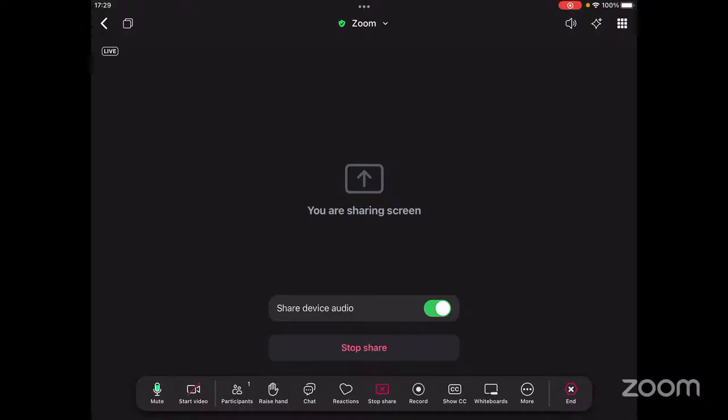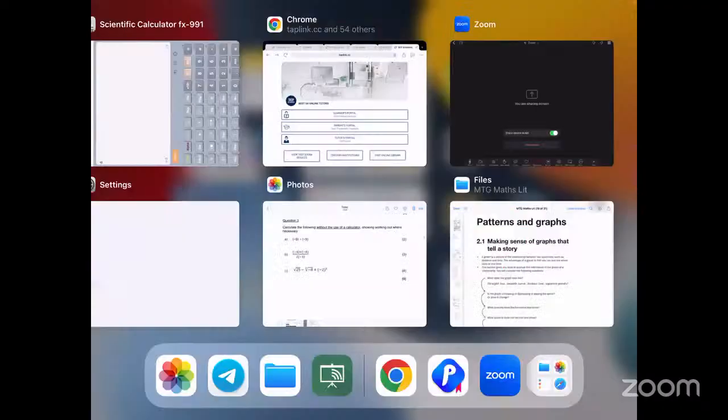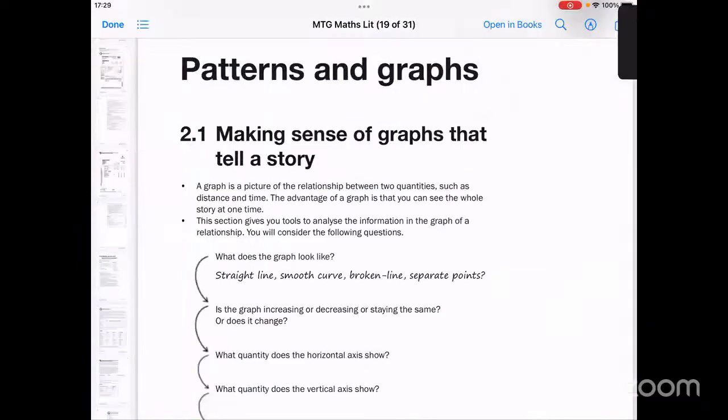Okay. Looks like my screen is now sharing.